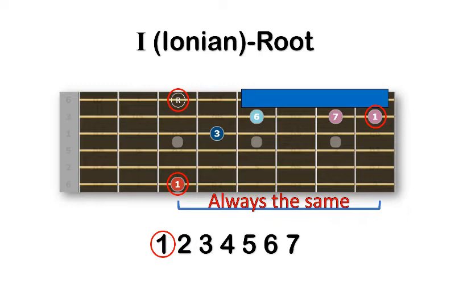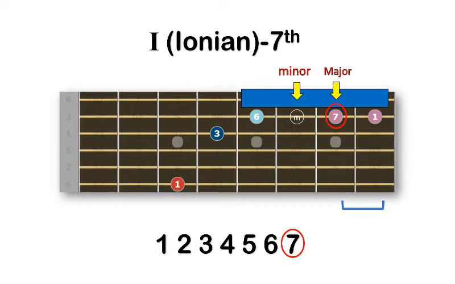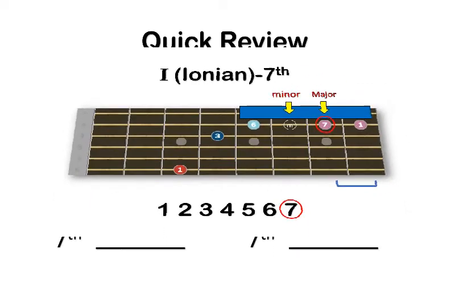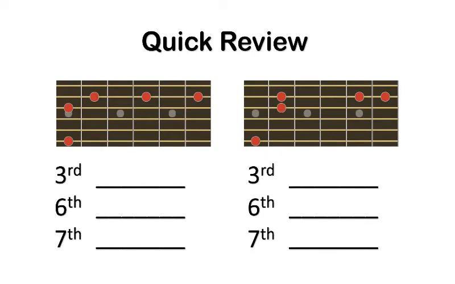We can now reference the 7th interval off this B string root. A major 7th is 1 fret down from the root, while a minor 7th is 2 frets down. With that said, let's take a quick moment to review. If you'd like, pause the video and try to figure out which intervals are major or minor for both examples.